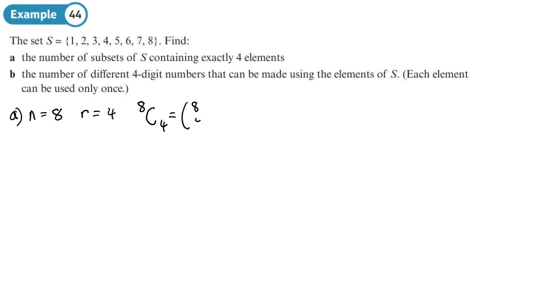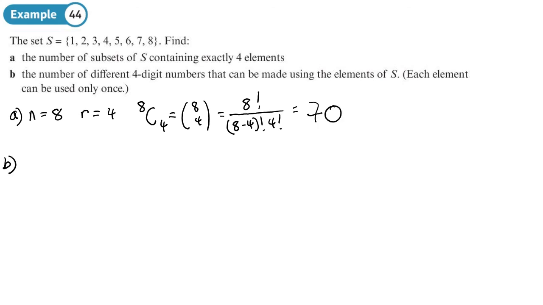So it's 8C4, which we can write as this. If we were doing it manually, it'd be 8 factorial over 8 minus 4 factorial times by 4 factorial. But we will use our calculator to do it. We're not going to do it manually. And that would be 70.